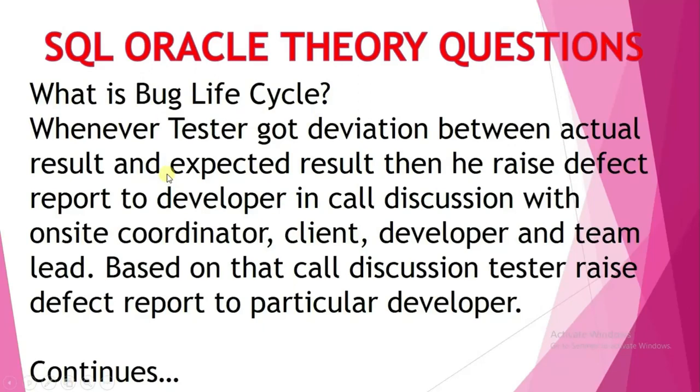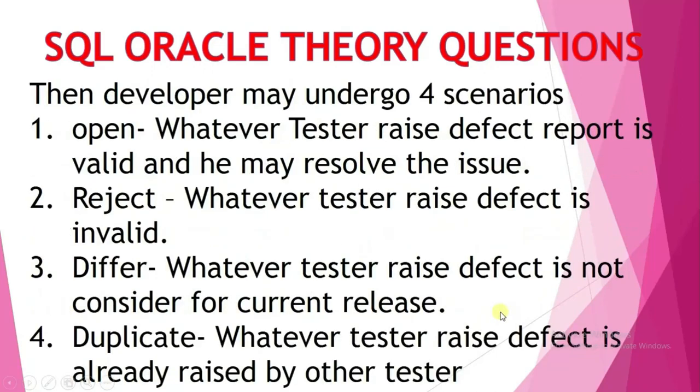This is very important. Whenever a tester gets a deviation between actual result and expected result, then he raises a defect report to the developer in a call discussion with the on-site coordinator, client, developer, and team lead. Based on that call discussion, the tester raises the defect report to the particular developer. Next, the developer may undergo 4 scenarios. First scenario, open: the defect report the tester raised is valid and the developer may resolve the issue.